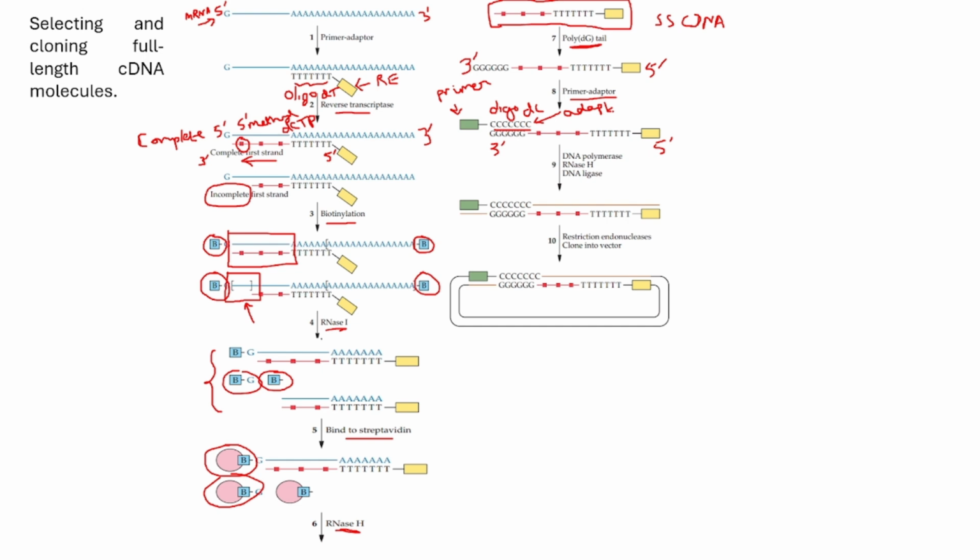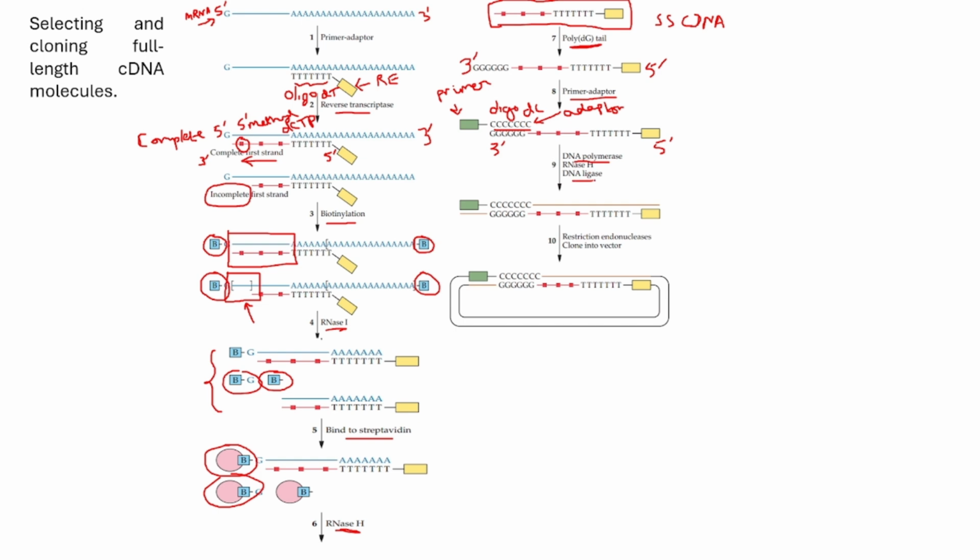Primer you have to synthesize based on your sequence, and you have to attach some oligo DC bases at the end of the primer, such that it goes and binds to the oligo DG tail of the 3' end of the newly synthesized cDNA molecule. So now what you do is you give DNA polymerase. Okay, and you give RNase H, you give DNA ligase.